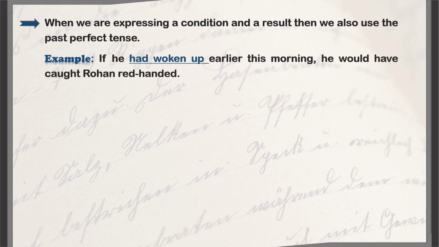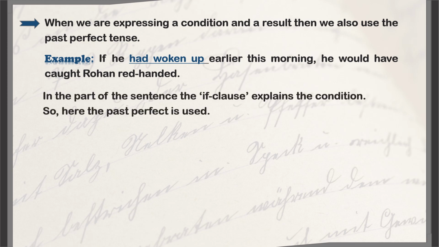Also, when we are expressing a condition or a result, then also we use the past perfect tense. For example, if he had woken up earlier this morning, he would have caught Rohan red handed. In this sentence, the if clause explains the condition, so here the past perfect is used.